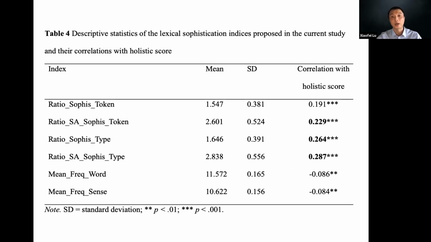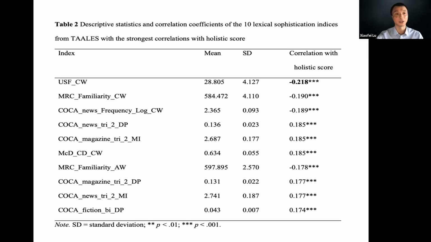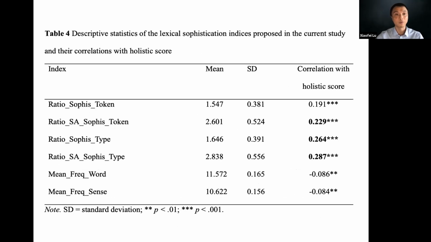And then we do have two, the mean logarithm frequency, and whether you have sense or not, that were just not very useful. But the other ratio ones, the root ratio ones, were all pretty good. And even the first one would be the second highest if you put it in here. This would be only lower than USF CW. So these four appear to be pretty good.